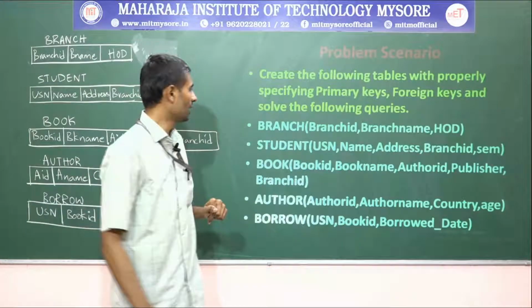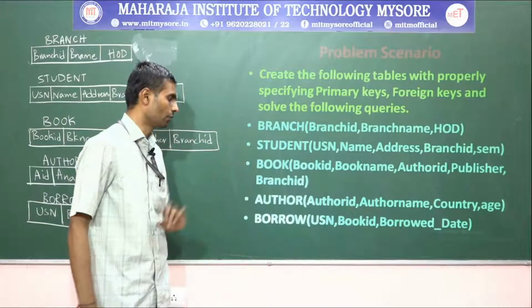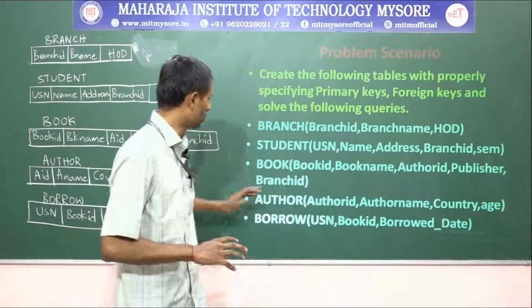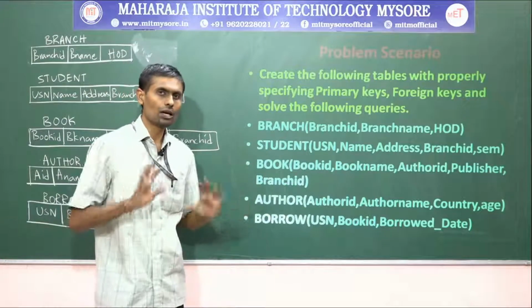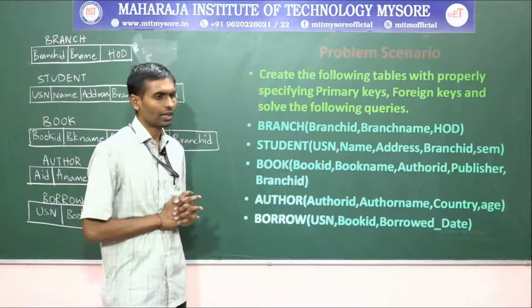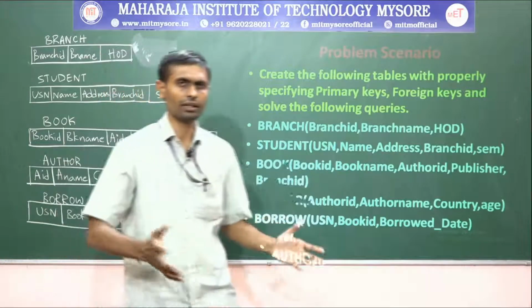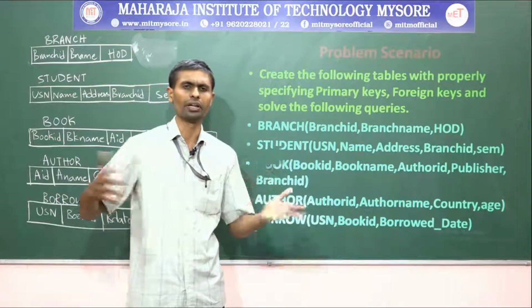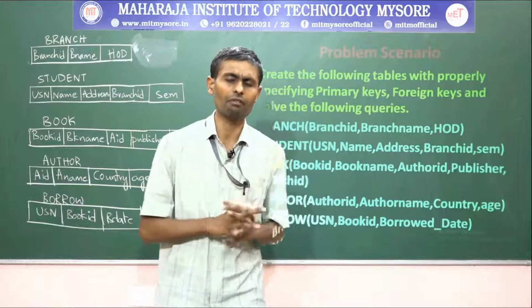Then a branch has an HOD, right? So these are the few things. And a student borrows books of some author, all such things. So in this scenario, what story I told you, there's a huge collection of data we usually need to store. That means huge student details, branch details, semester, which semester the student belongs to, book details, author details, publisher details, everything we want to store.